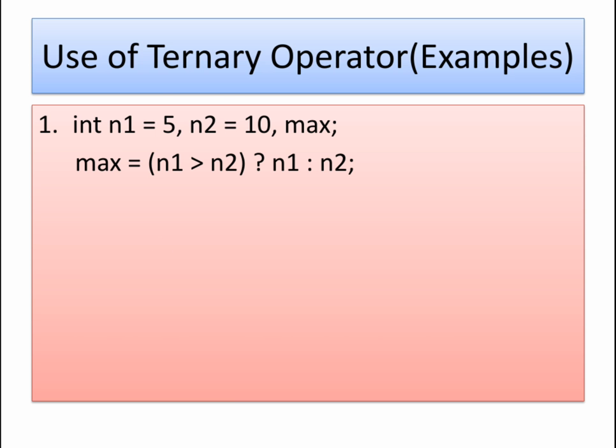What is n1? n1 is 5. n2 is 10. Tell me, is n1 greater than n2? Is 5 greater than 10, true or false? Obviously false. 5 is not greater than 10. Then where does it go? It goes to the false part.